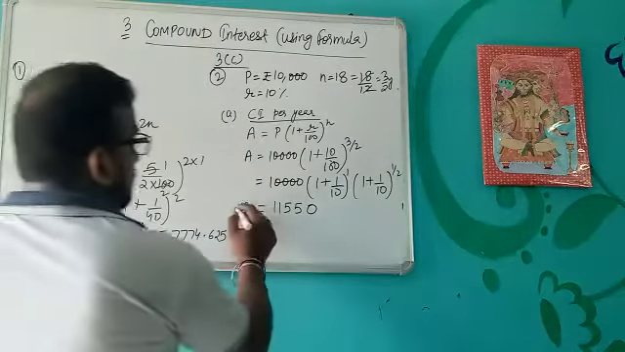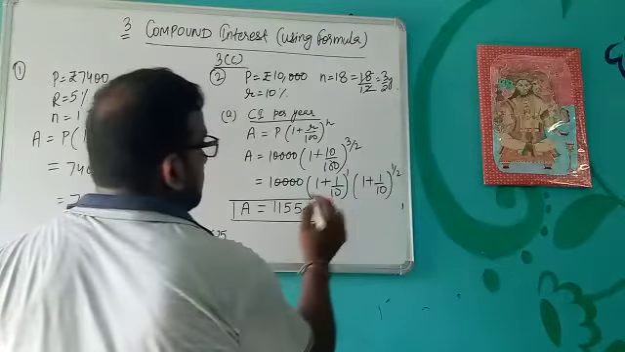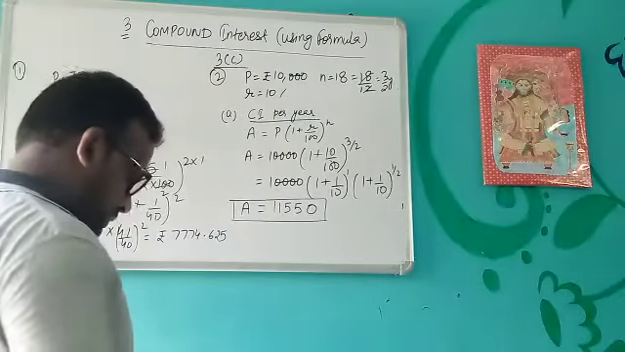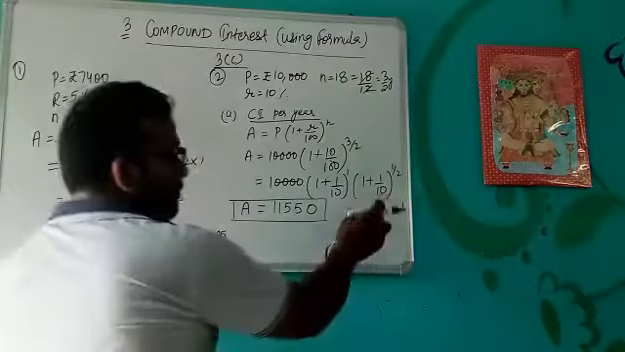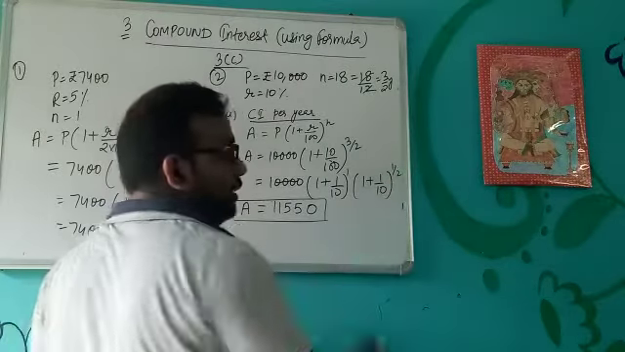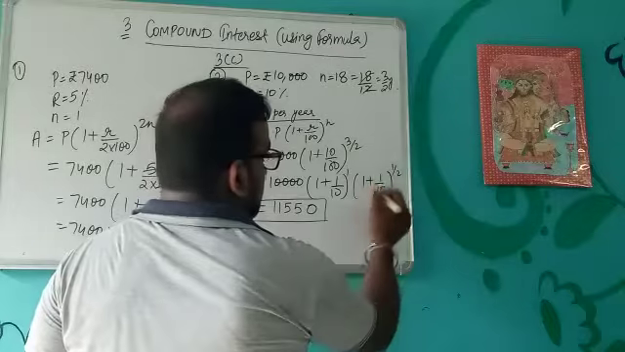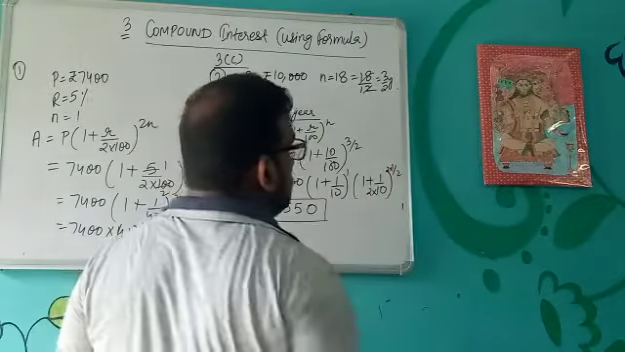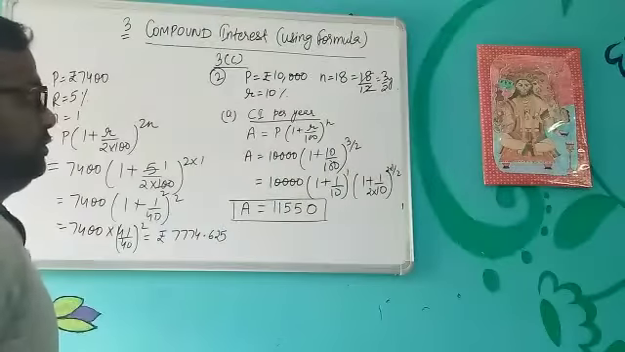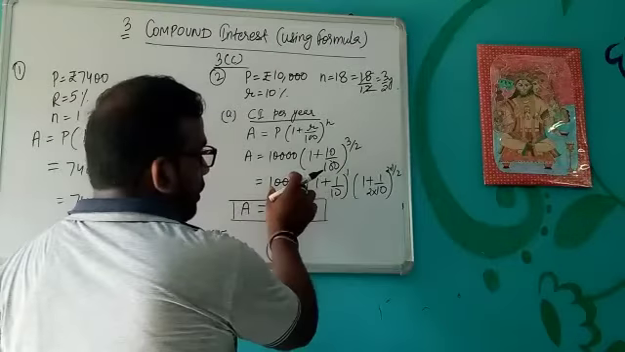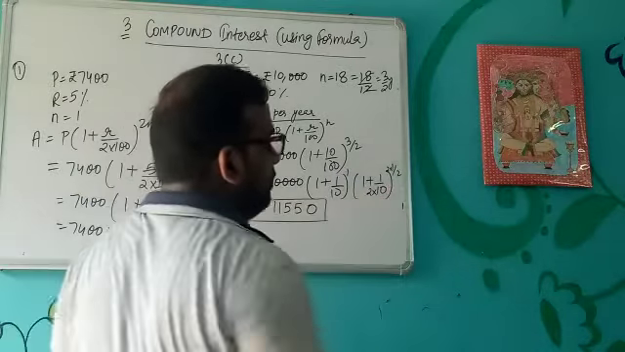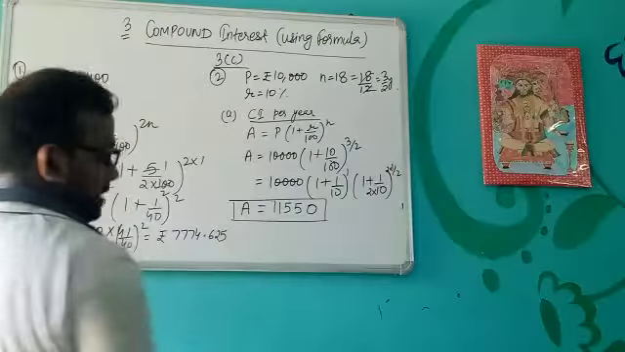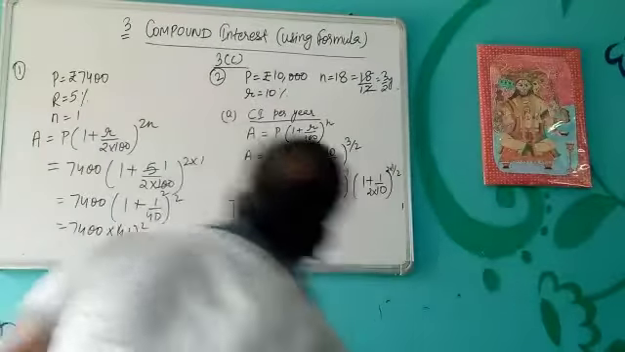Okay, this is for per year. Or how we can calculate, if you wish to calculate this, then you can convert it into the half year. So it becomes 2 into 10 and 2 into 1 by 2. So half we have used the formula of yearly and half we have used the formula of half yearly. So this you will get as 11,550.